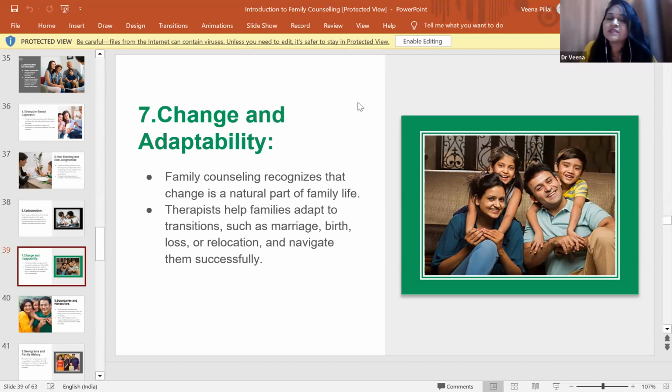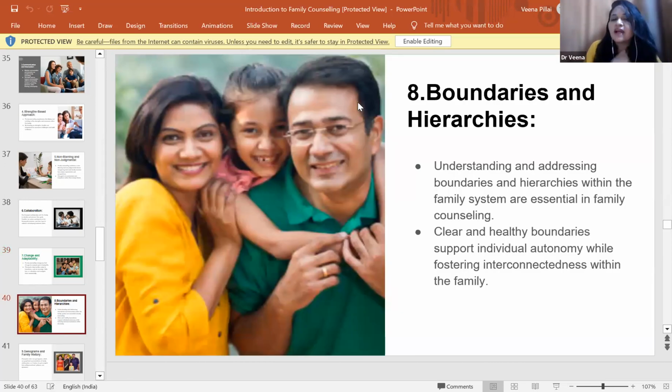So the therapist helps families adapt to transitions such as marriage, birth, loss, or relocation, and to navigate through these crises successfully. And boundaries and hierarchies, it is a very, very important aspect in family counseling. Many times we should know where to draw the line, or where we should form rigid boundaries, or where to mark the line which doesn't hurt the other people, but still tells them, this is the limit. So understanding and addressing boundaries and hierarchies within the family system is very, very essential.